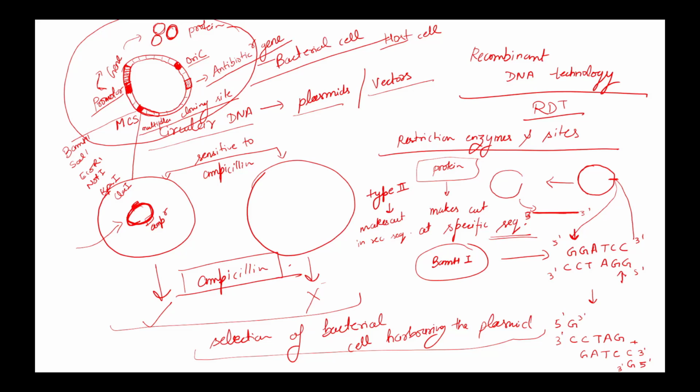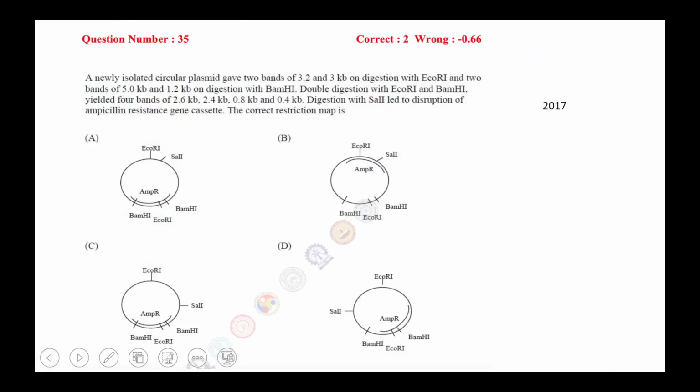If we have two restriction sites of BamH1, suppose here also a BamH1 site, here also a BamH1 site, then after digestion this portion will come out and this portion will come out. So this circular plasmid will now give you two fragments of different sizes. That is how restriction enzymes cut the DNA and digest it. Now let's see our question here.